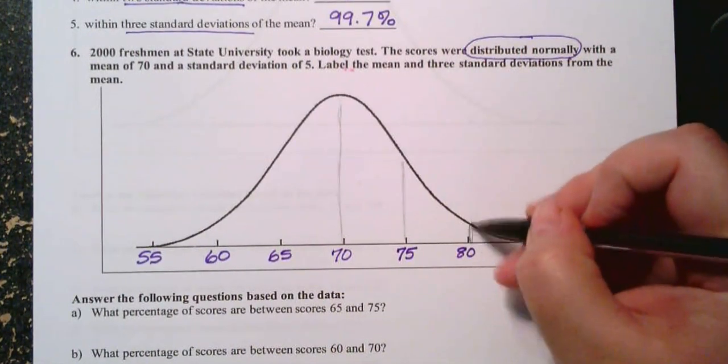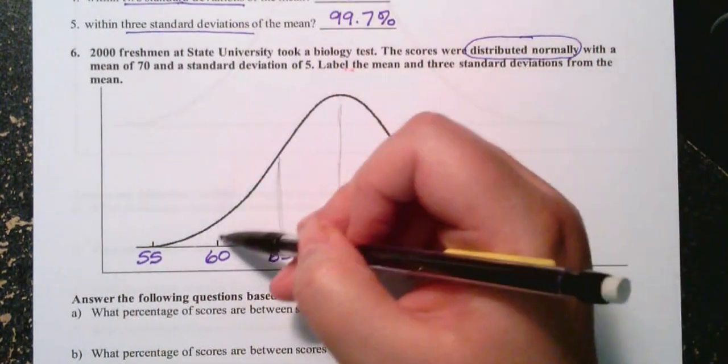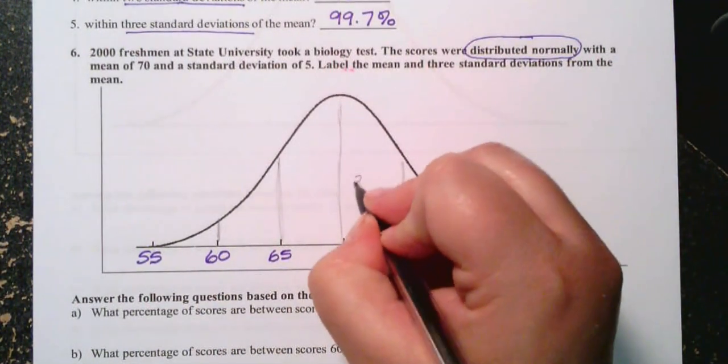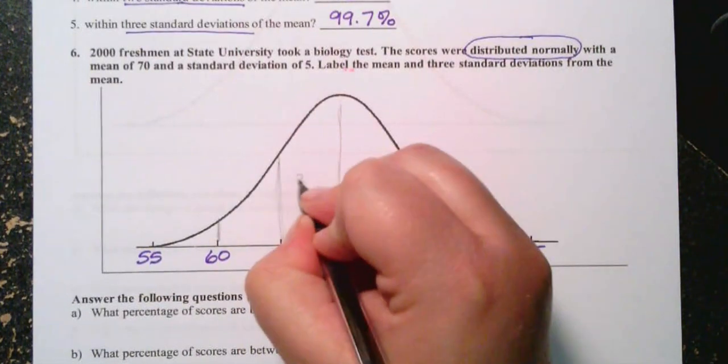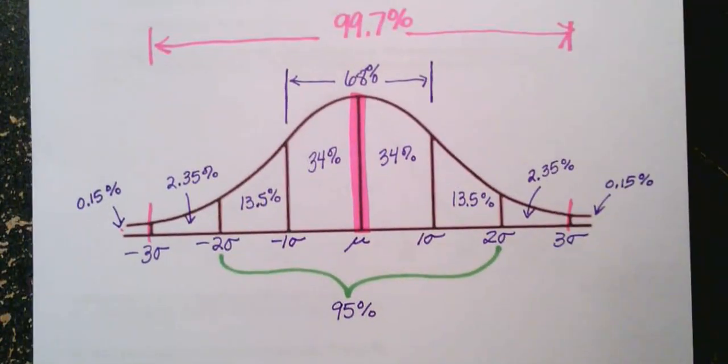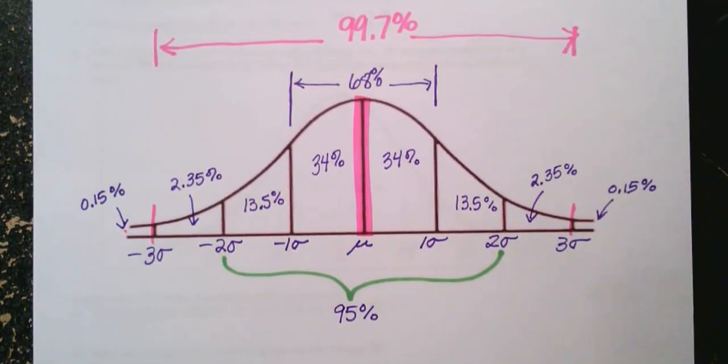And I'm doing this from the side, so they may not be the best vertical lines you've ever seen, but there we go. And then the next thing I'm going to do is fill in all those percentages. So 34%, 34%, and remember those just come from what I already know about a standard normal distribution. Those same exact values.